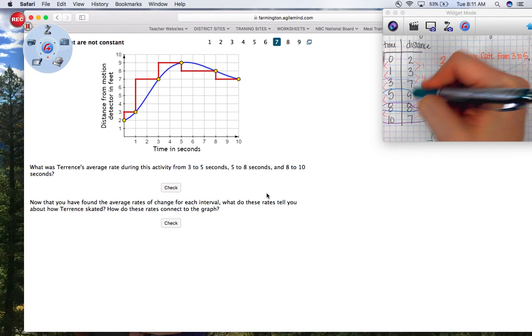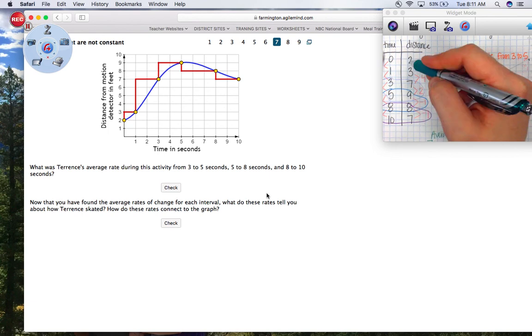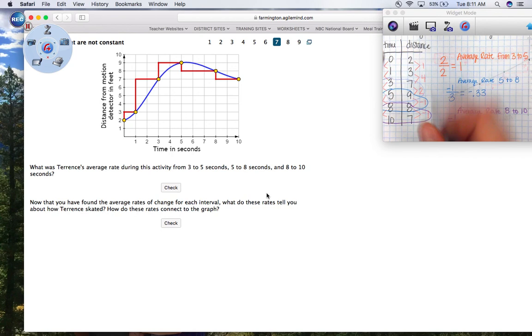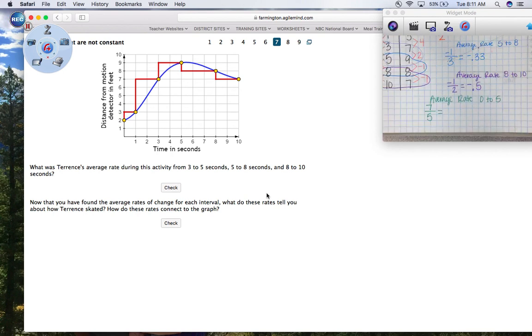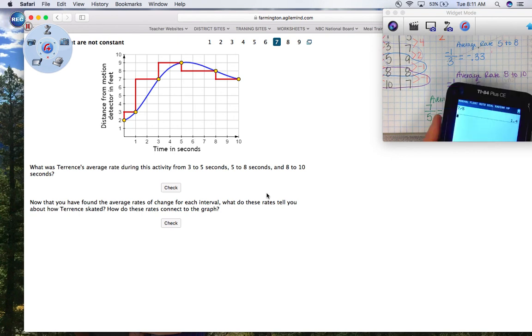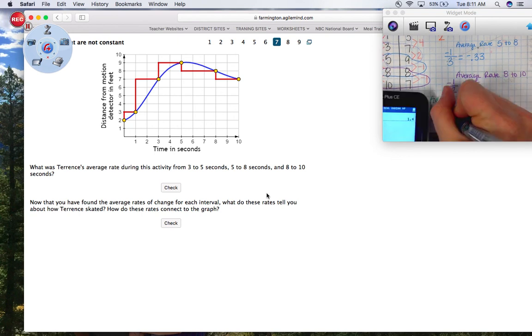So from 2 to 9, it went up 7 seconds, or 7 feet, and then from 0 to 5, it went up 5. So 7 divided by 5 is 1.4. So that would be the average rate.